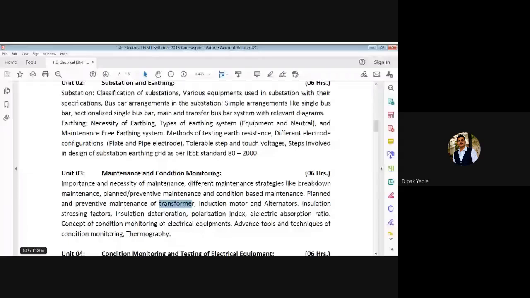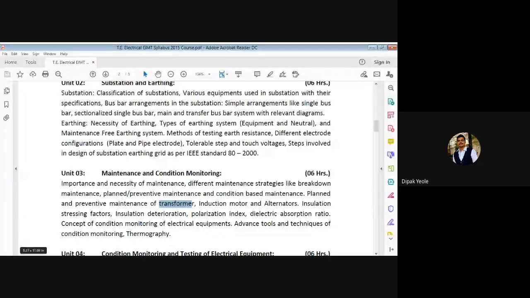Now we are interested in the next part, that is doing the maintenance of these electrical machines. And if these machines fail, then obviously there is a sudden loss of revenue also.